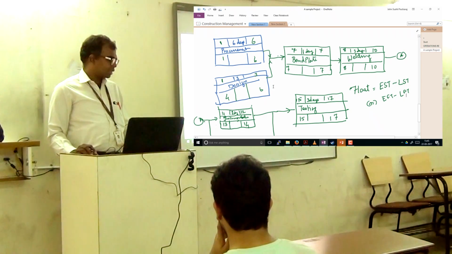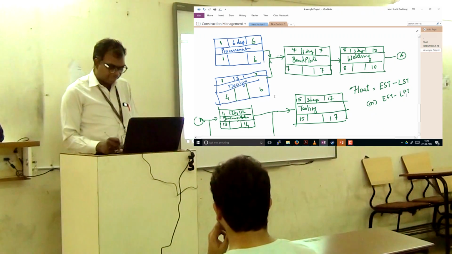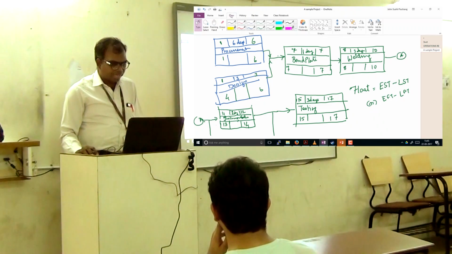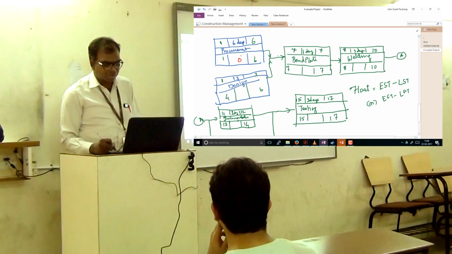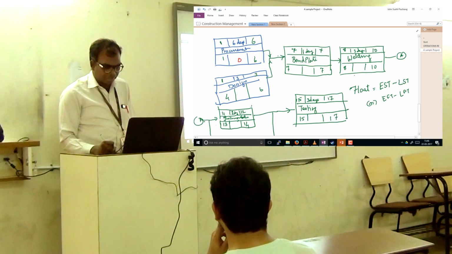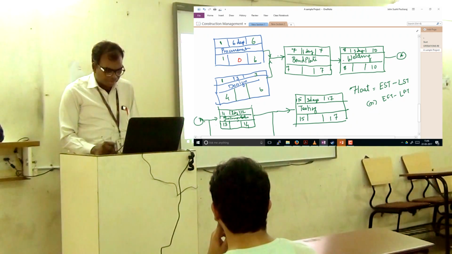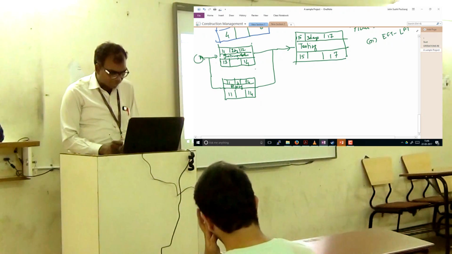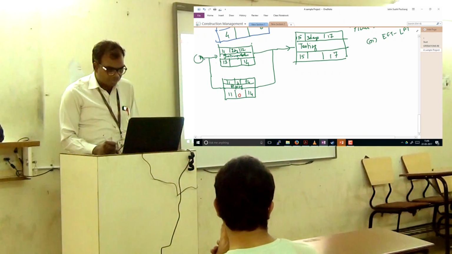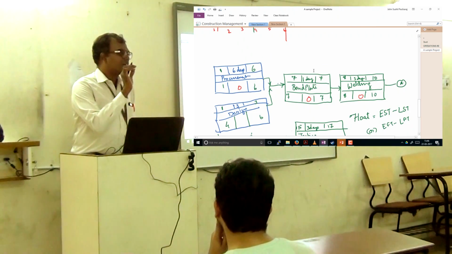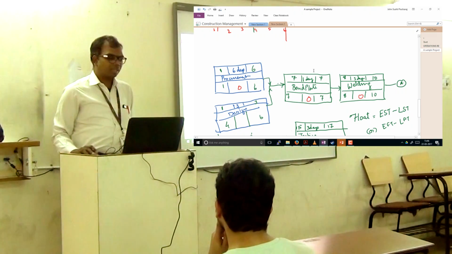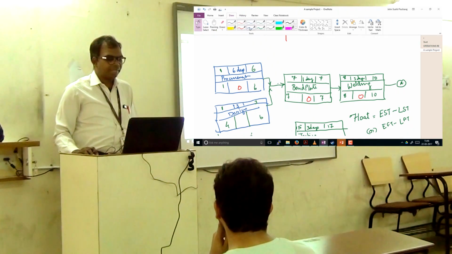Okay, this is not the same as the duration which you have. So when I do the float, I find that there are certain activities where the float is 0. 6 minus 6, 0. 1 minus 1, 0. 6 minus 3, that's something else. So here again I get 7 minus 7, 0. 10 minus 10, 0. This is not 0. I get here 14 minus 14, 0. 17 minus 17, 0. So these activities do not have any free time.